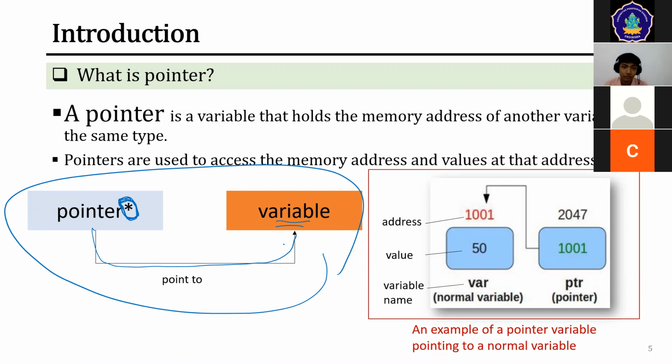For example, here, as you can see, there is a normal variable on the left side. This is a normal variable. It has an address. For example, this is the address. As we have discussed, it is represented in hexadecimal. Hexadecimal includes numbers from 1 to 10, and then A, B, C, up to F. And this is the value of this variable.